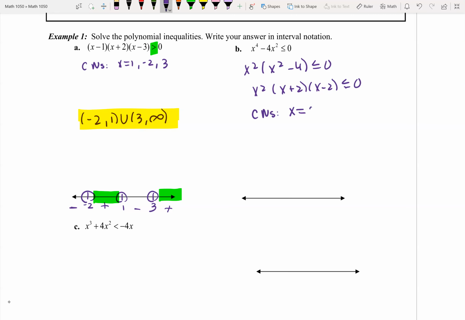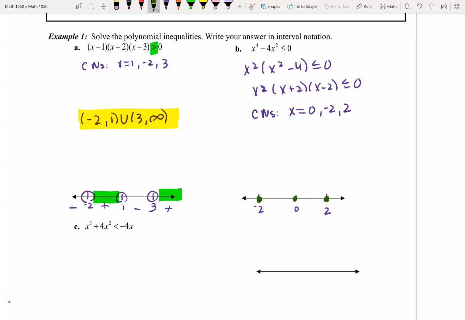This right here gives me x equals 0. That gives me a -2. That gives me a +2. I only have 3 critical numbers because this guy is a critical number twice. Okay, just so you know. So -2 is over here, 0 is over here, 2 is over there. I have closed circles because I have an equal sign.